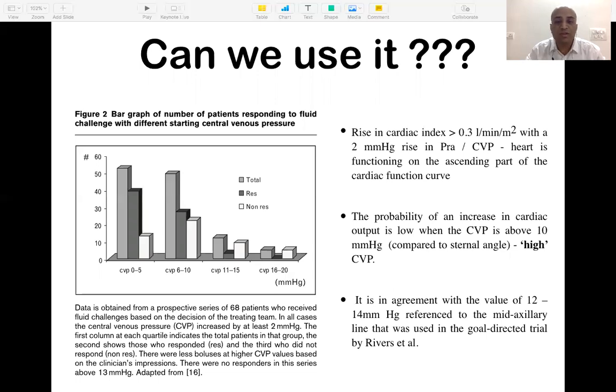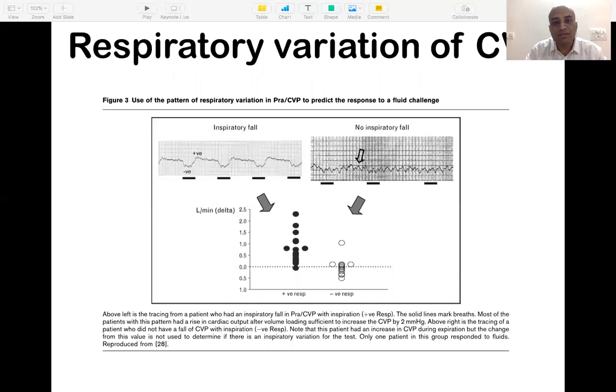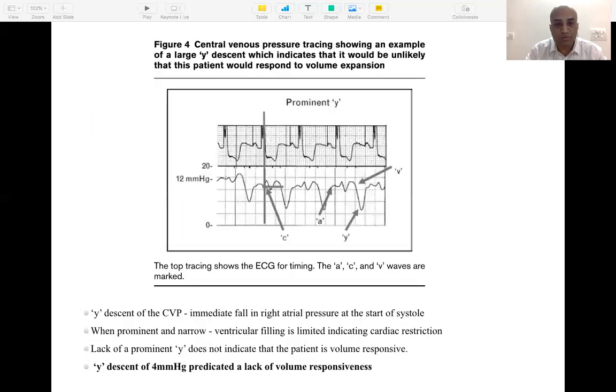And when the central venous pressure is high, that is more than 10, when you are measuring at the sternal angle, or by convention 2 to 14 millimeter of mercury compared to the mid axillary line, it indicates the central venous pressure is high, and there is a good chance that this patient will not be fluid responsive. At the same time, if there is a respiratory variation of the central venous pressure, there is a good possibility that this patient will be volume responsive.